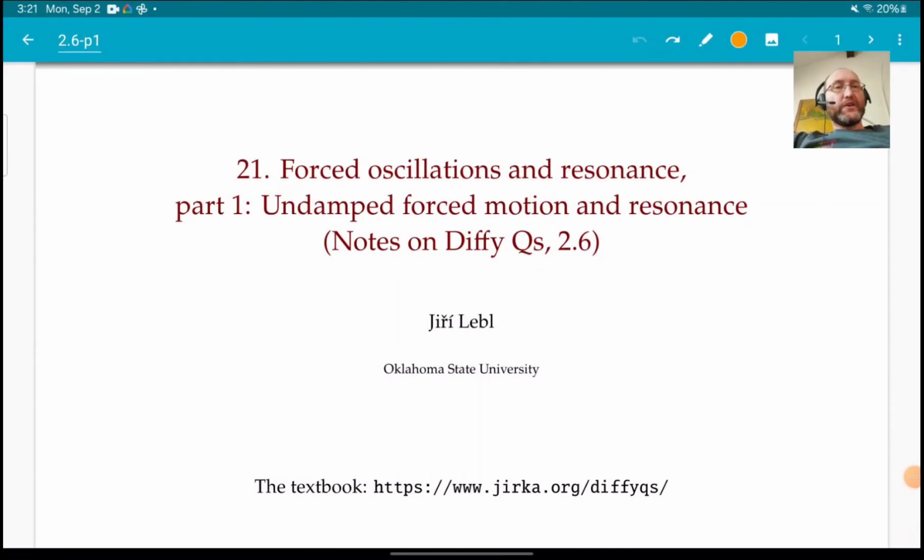So today we're looking at forced oscillations and resonance, which is section 2.6 in the book. We're really looking at part one of it, which is what happens in the undamped case, in which case we will get actual resonance. So there's no damping, there's no friction. It's going to be a forced mass spring setup with no friction.